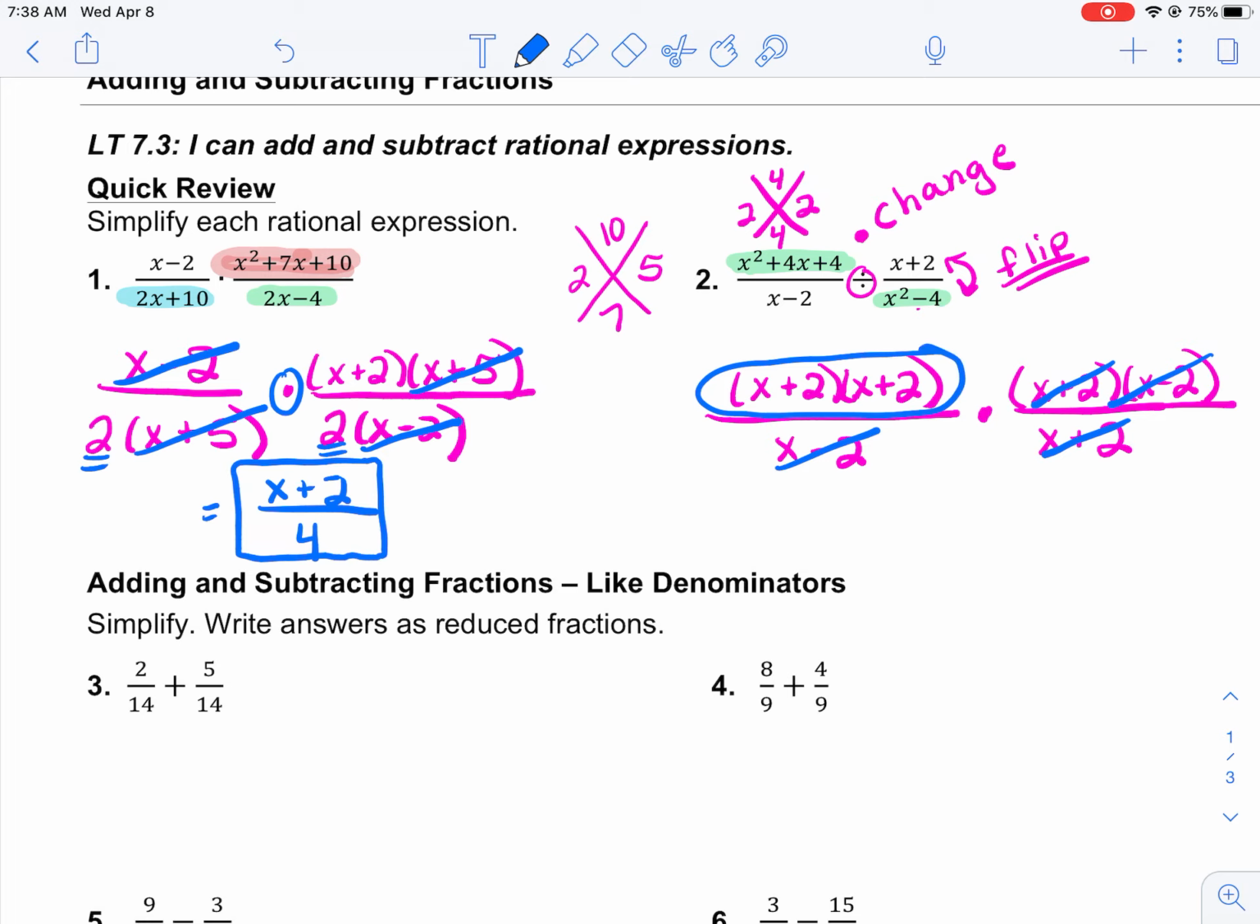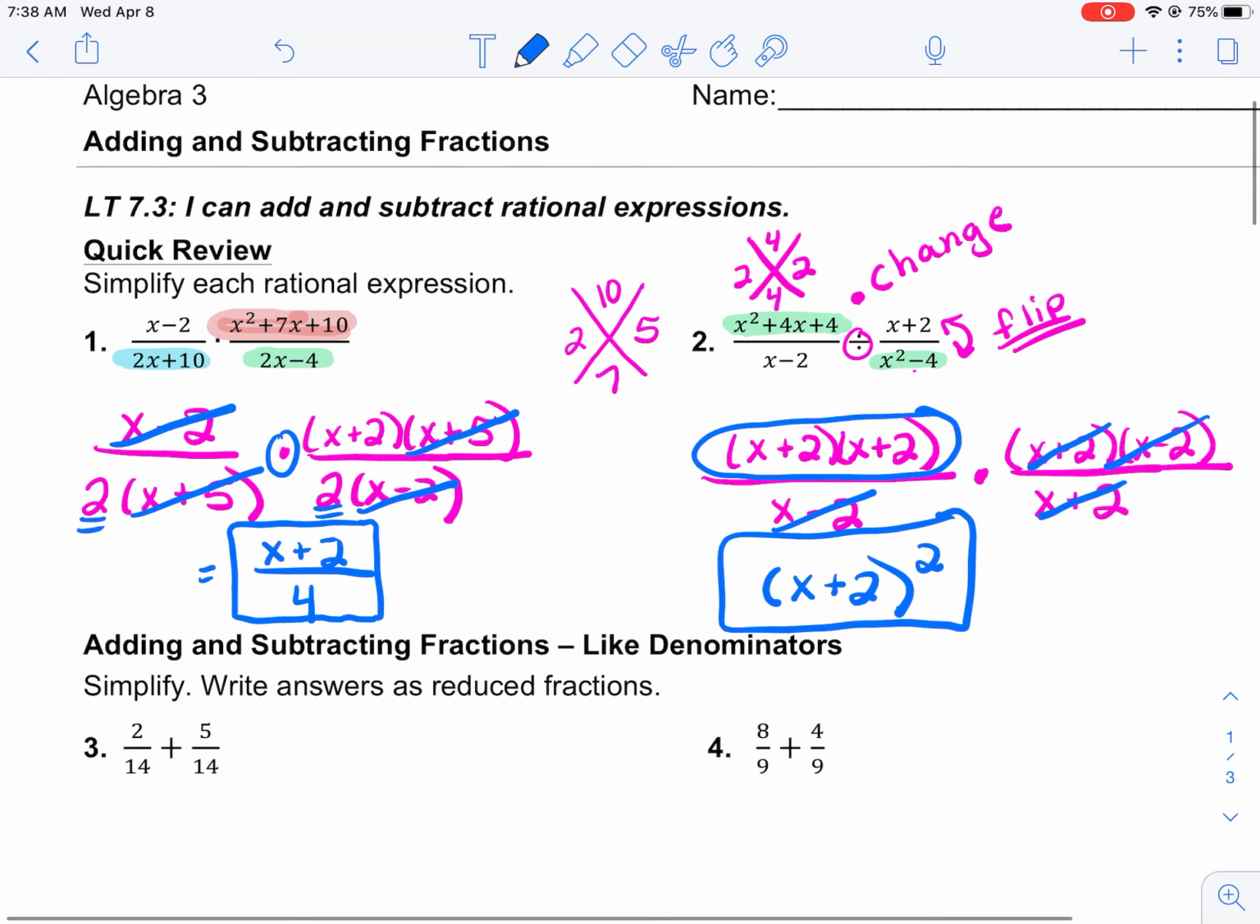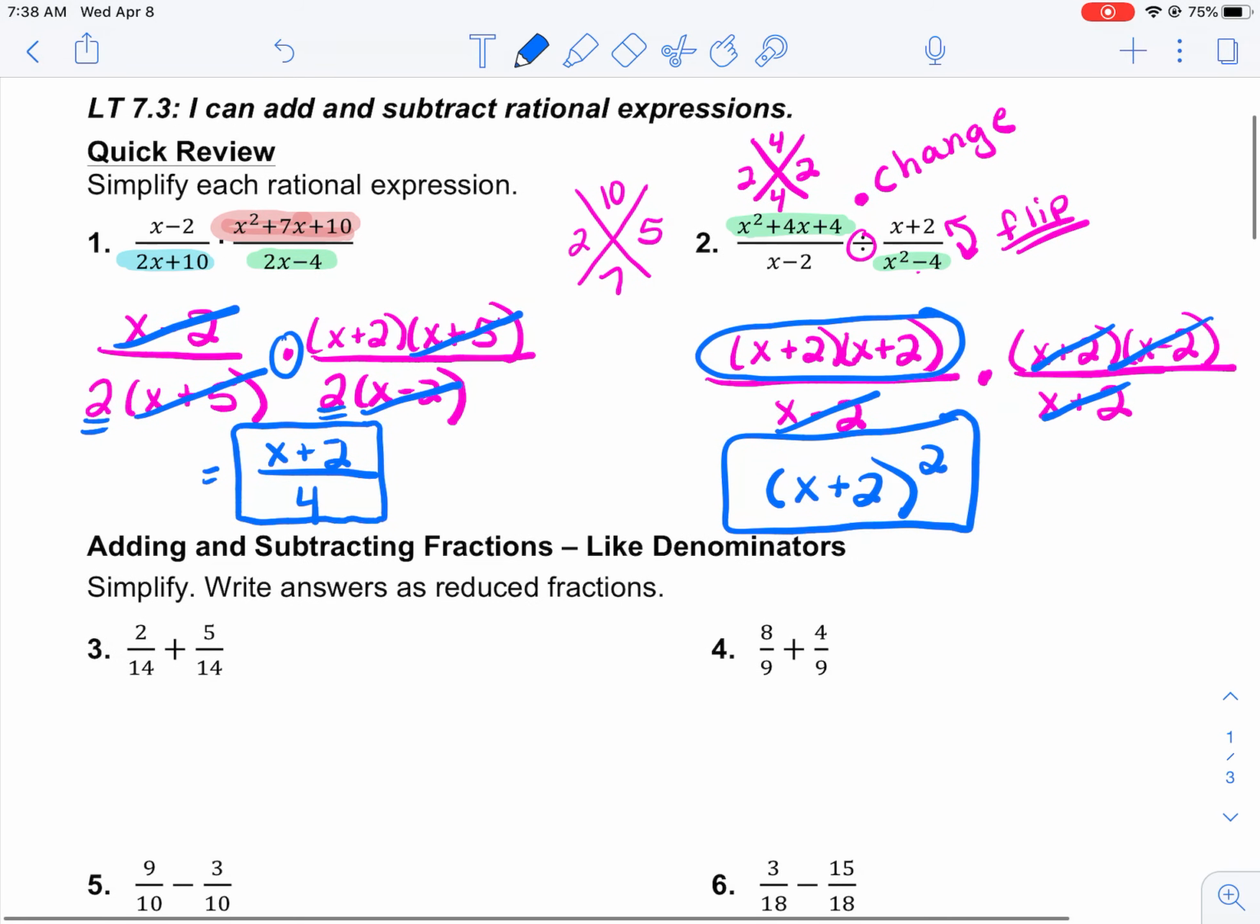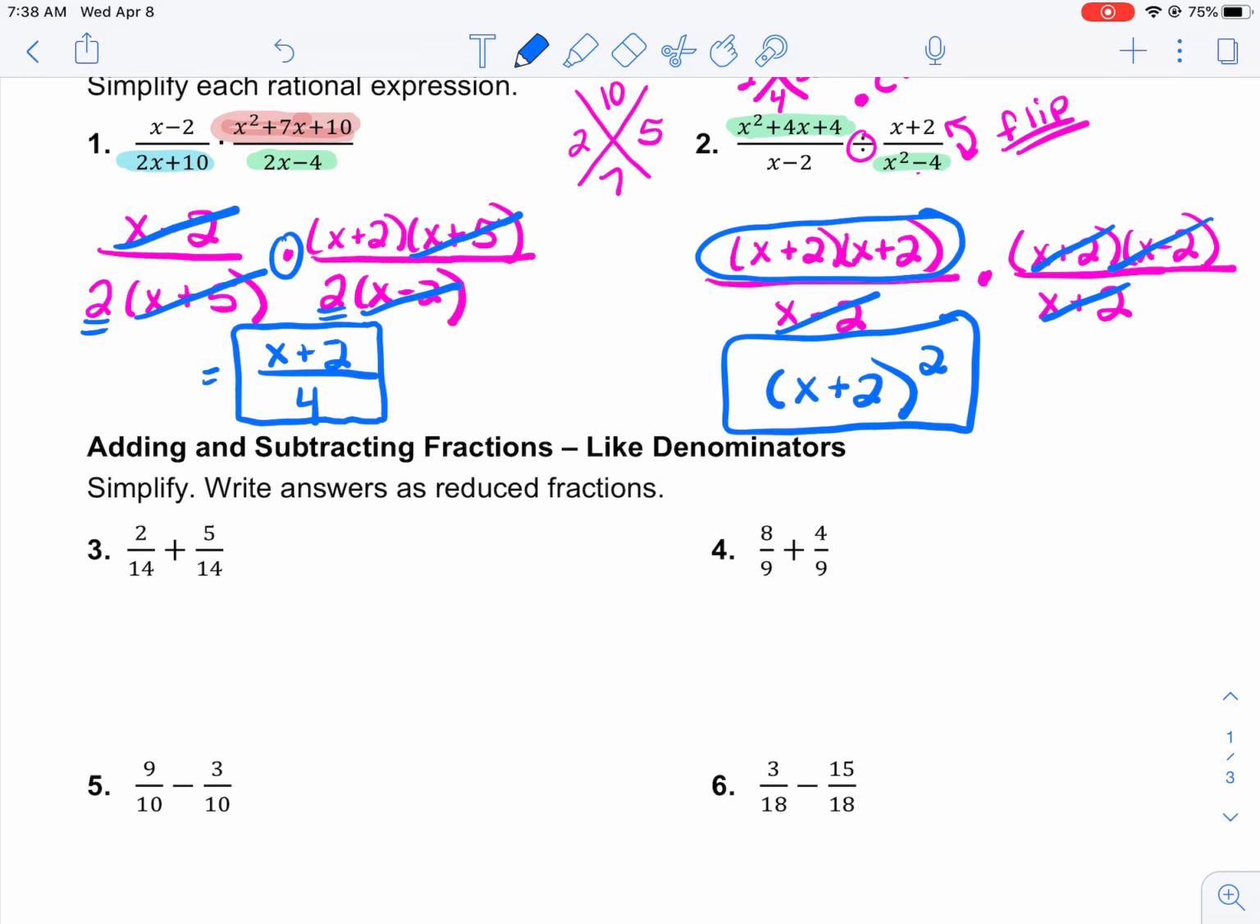Now we're left with x plus 2 times x plus 2 on the top. You cannot cross those out because they're both in the numerator. And so your answer, you can either just write x plus 2 times x plus 2, or you could write x plus 2 quantity squared. Okay, so when you multiply, everything stays in the same order. You just have to factor, factor, cancel. And when you divide, the first step, you keep, change, flip, and then you turn it into a multiplication problem.